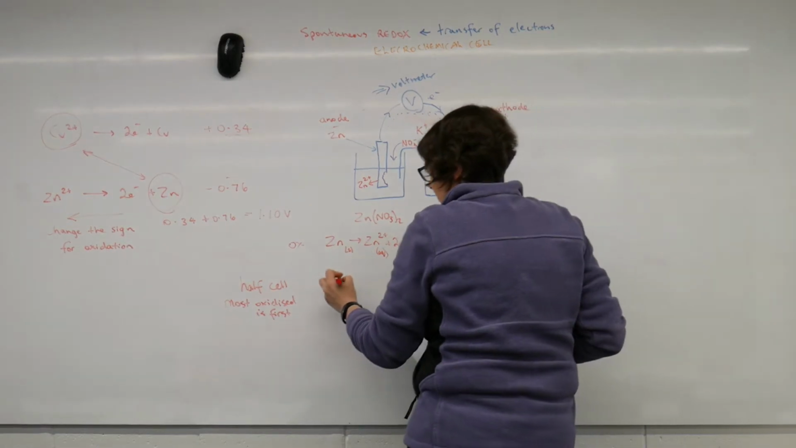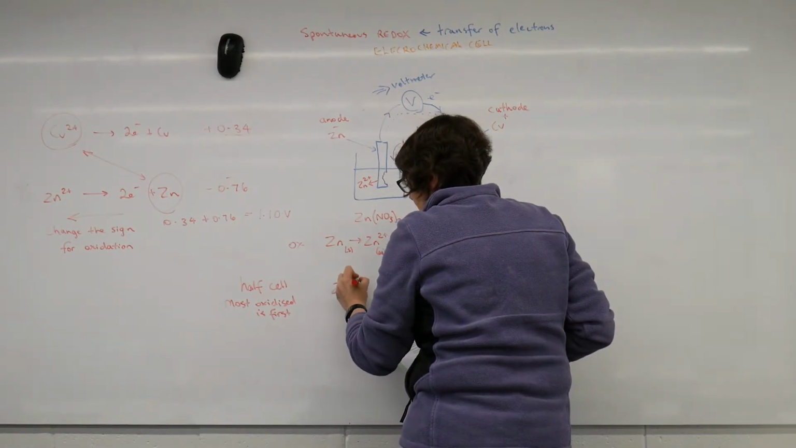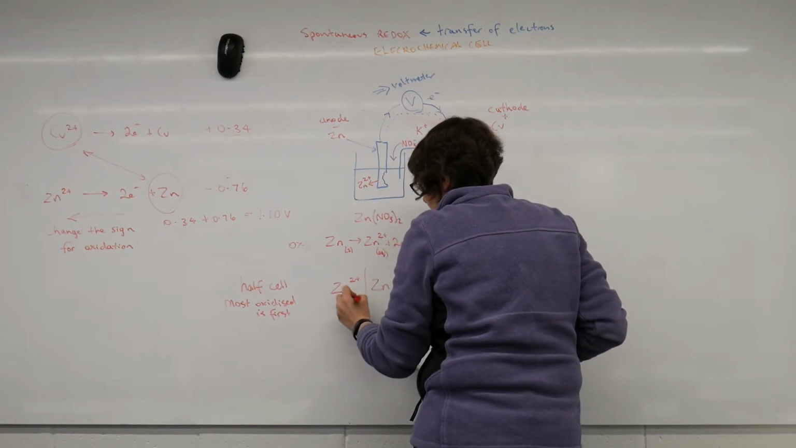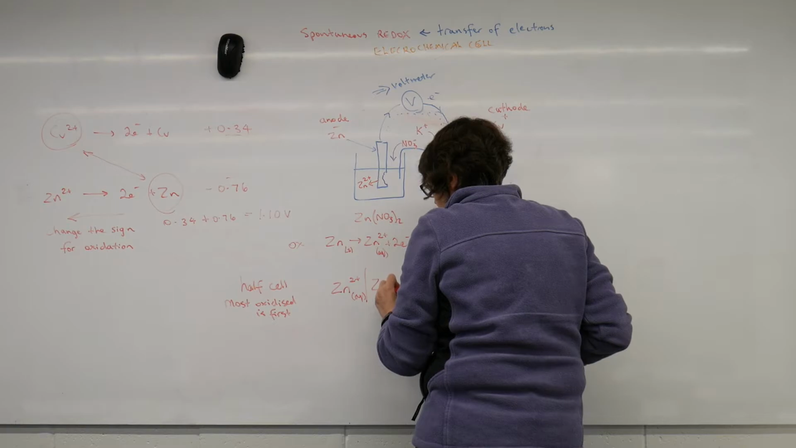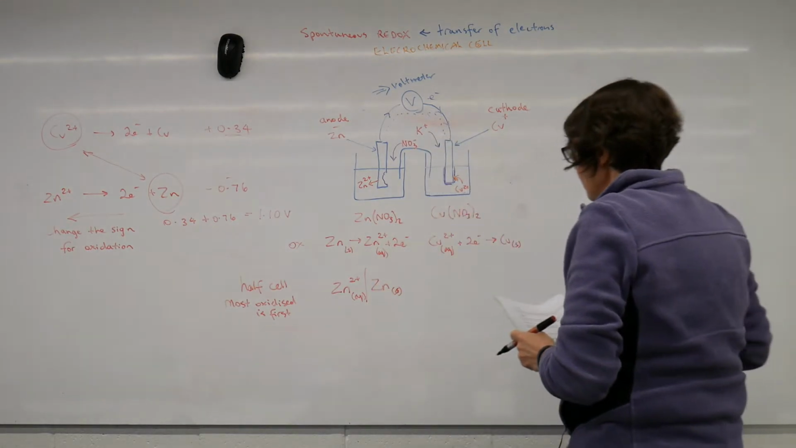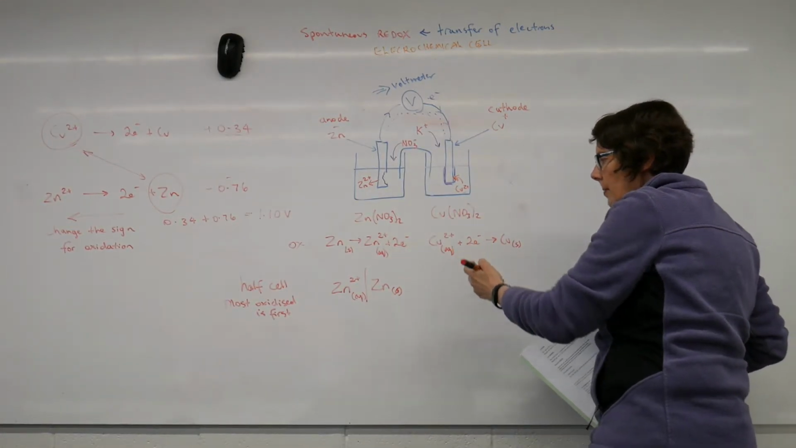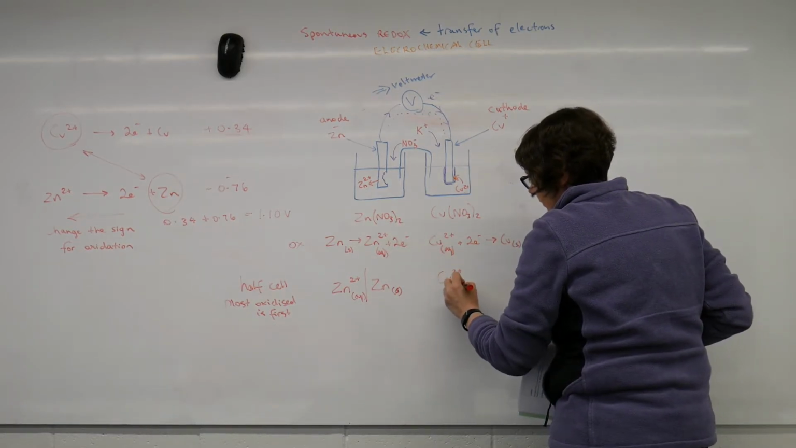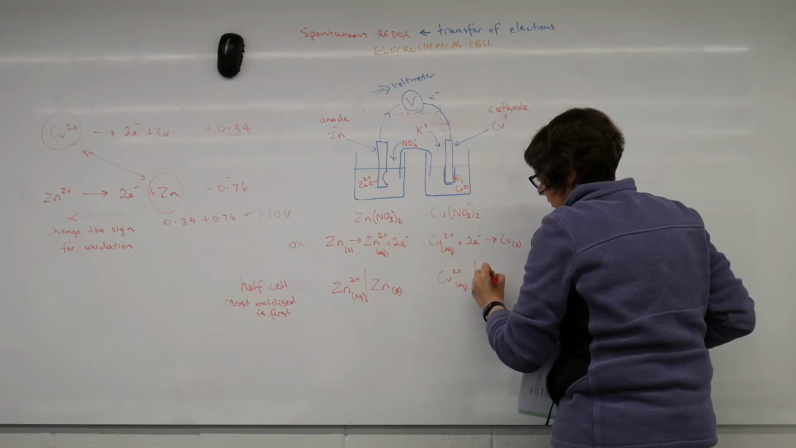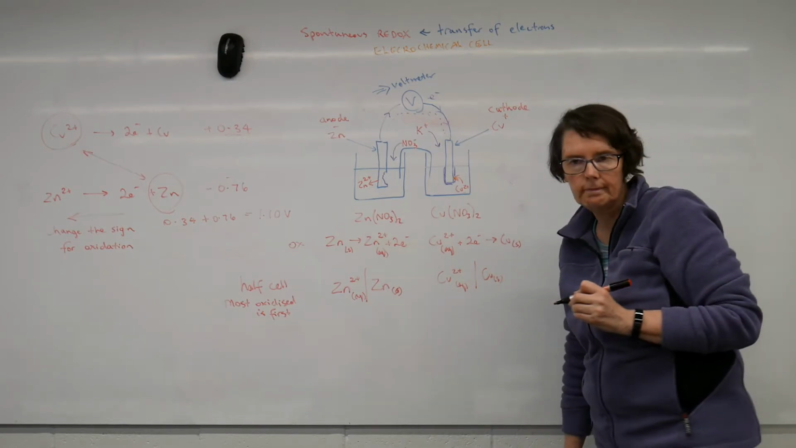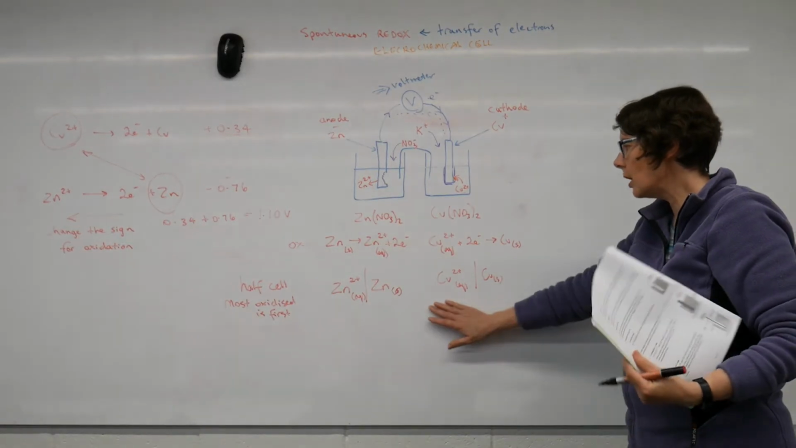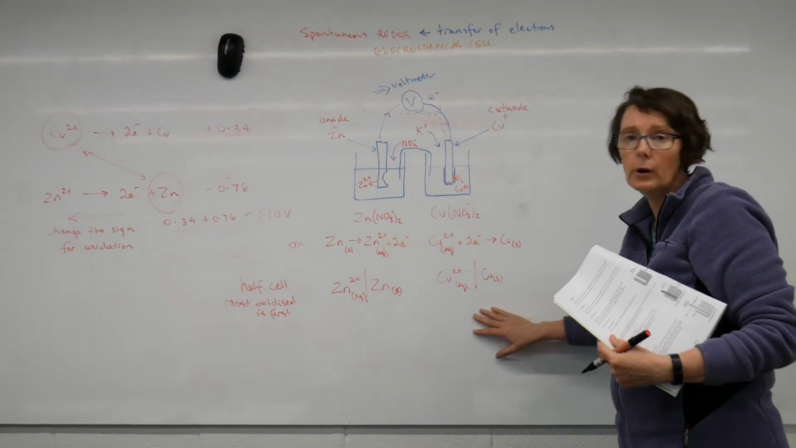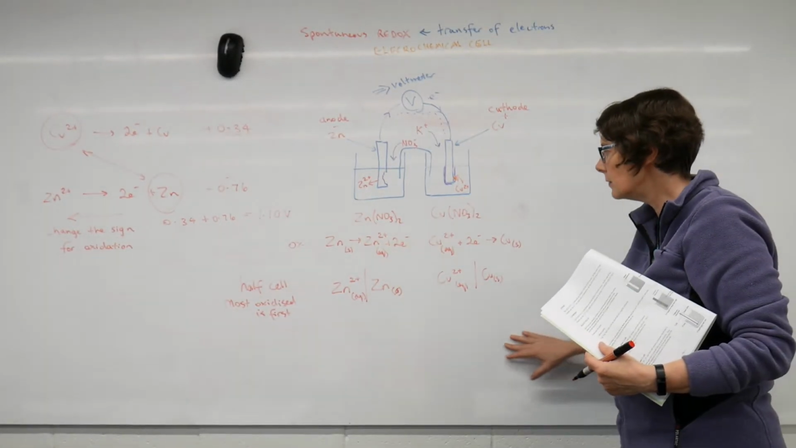Which would mean that this one is zinc 2+, and then a line to separate, and then the zinc solid. Okay, and then for our copper half cell, it would be Cu2+ | Cu. Okay, so we're just writing the most oxidized species first that's involved in the reaction. We don't care about anything that's not involved in the reaction.